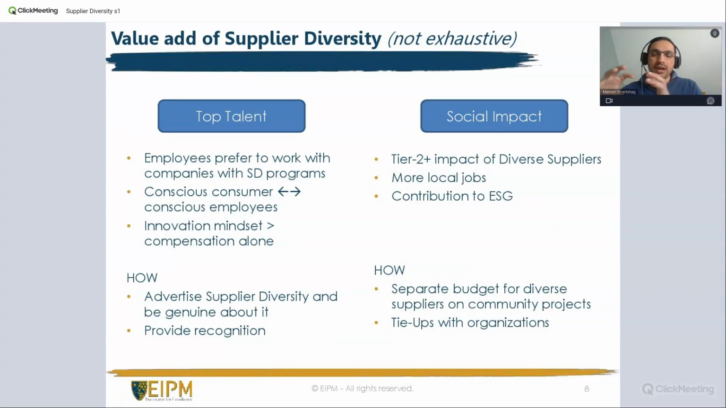And this is all tied up. When you have a social impact, when you communicate, you have top talent, you have good press, you have the conscious consumer. So you can see that this is all a network.